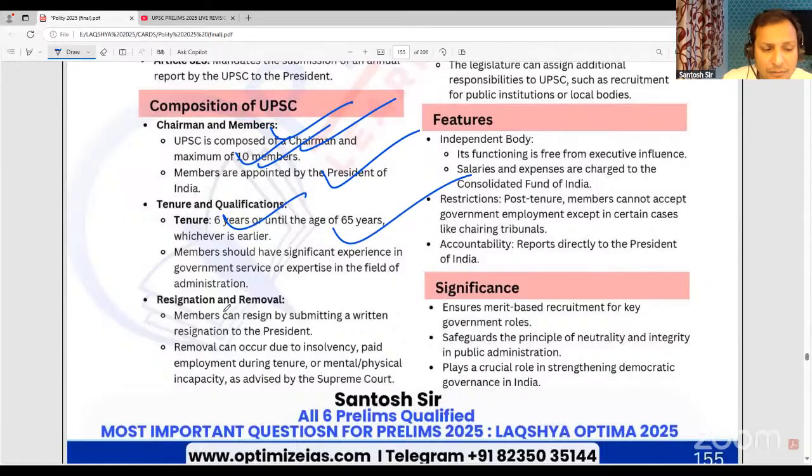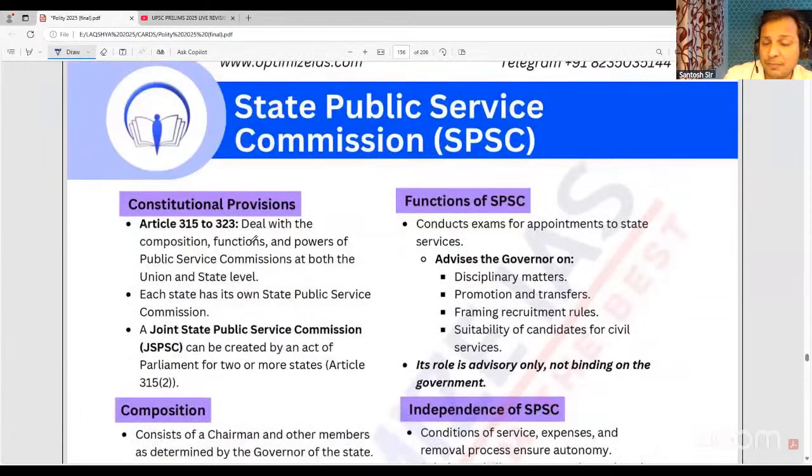Then, guys, one more thing you need to know is the qualification. How many of them have to be from government service? What should be the background of the members of the UPSC? They can ask you this also. Further, guys, what is the role of UPSC in the selection of officers of All India services and other officers? So you may expect a question on UPSC also. This is a very important topic. Next one is the State Public Service Commission.